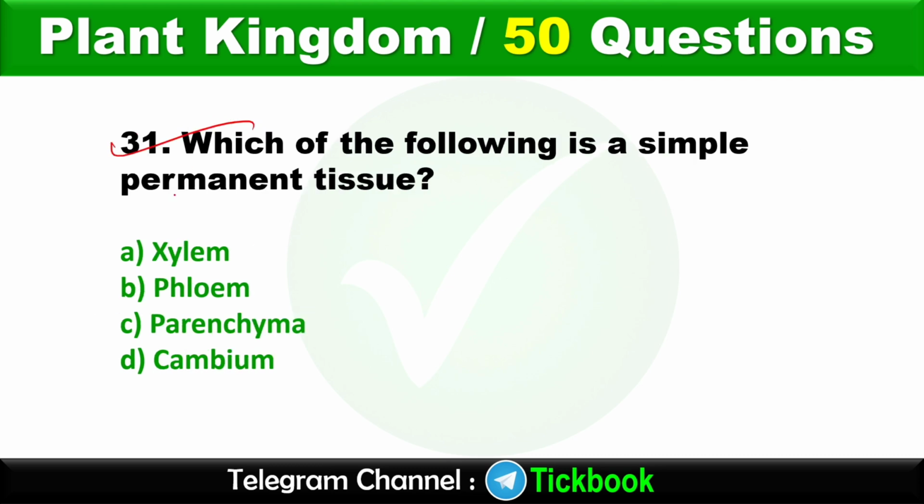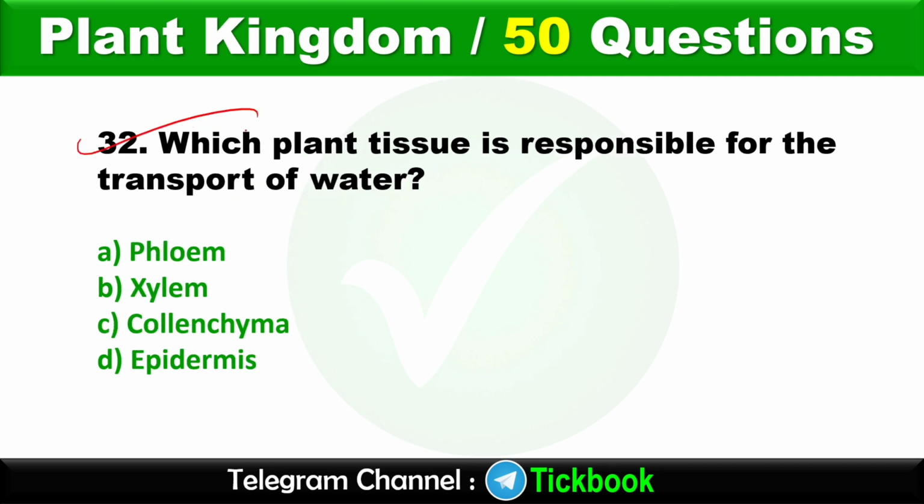31. Which of the following is a simple permanent tissue? Option number C, parenchyma. 32. Which plant tissue is responsible for the transport of water? Easy question. Option number B will be the right answer, xylem. And phloem is responsible for transport of food.